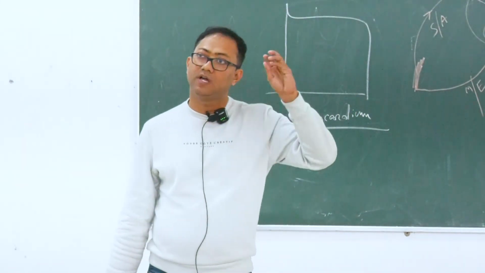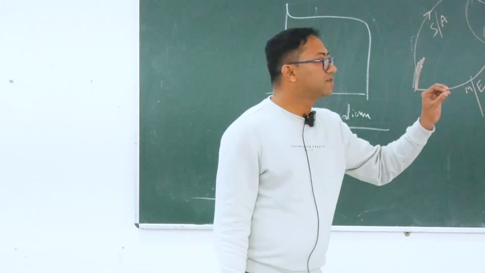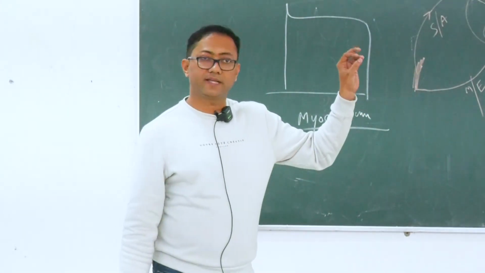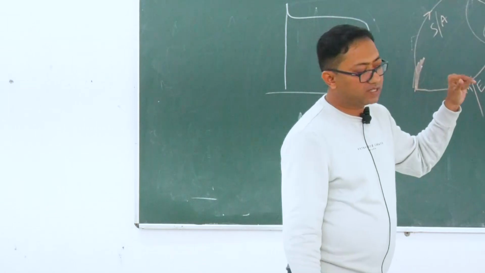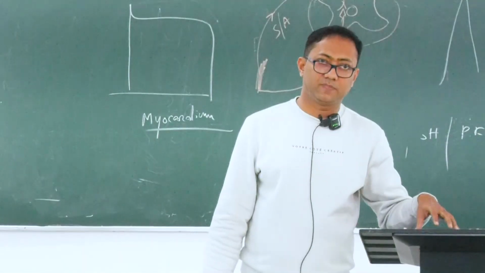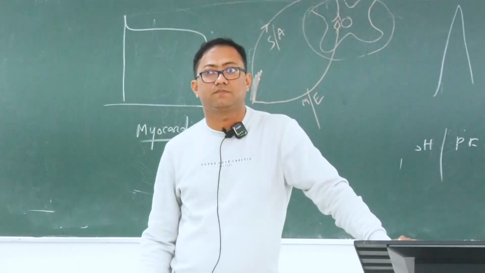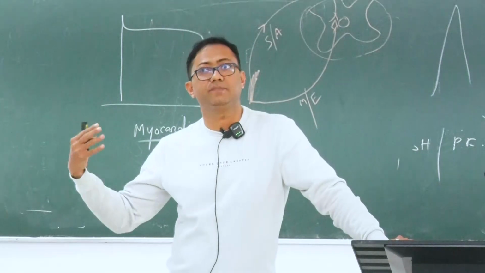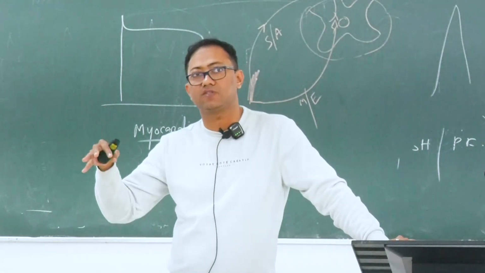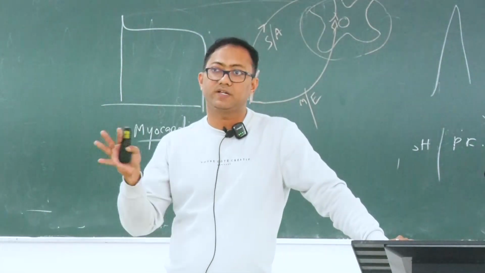And what is the location of peripheral chemoreceptors? Peripheral chemoreceptors are carotid body and aortic body. And what are the location of central chemoreceptors? That are within the DRG, the dorsal respiratory group neurons. So it is within the brain stem. So I'll again take a detailed class on chemoreceptors, baroreceptor, chemoreceptors in detail.